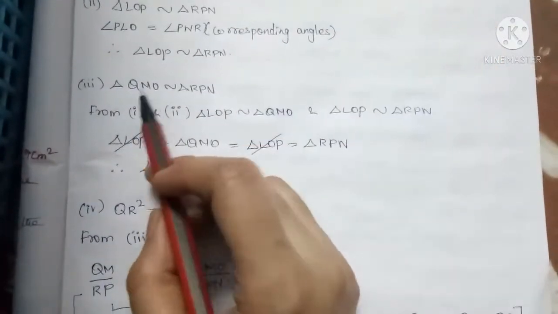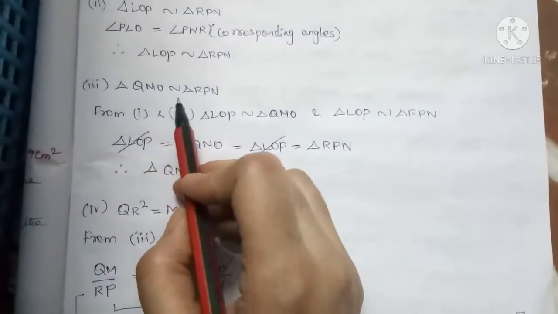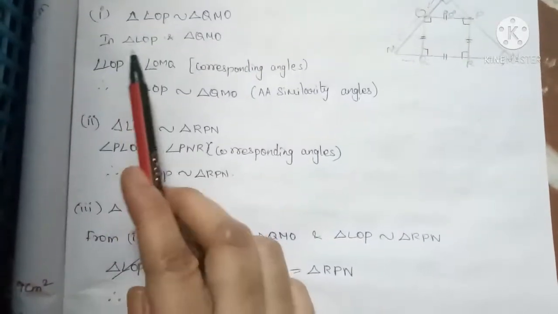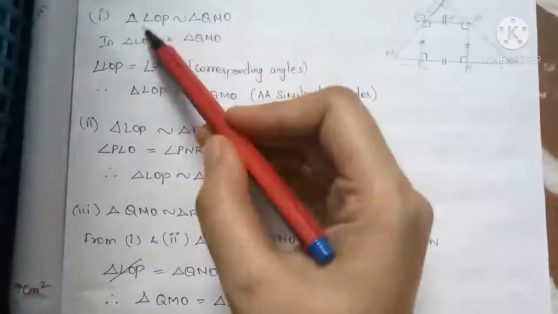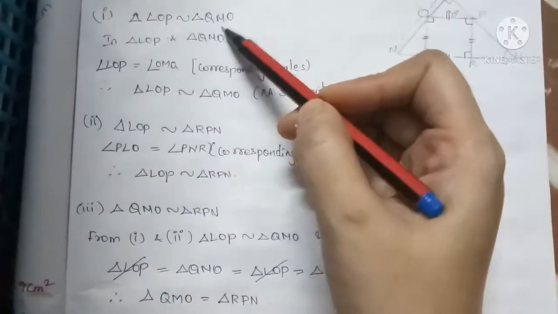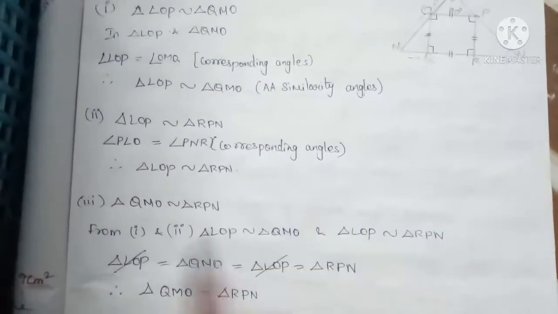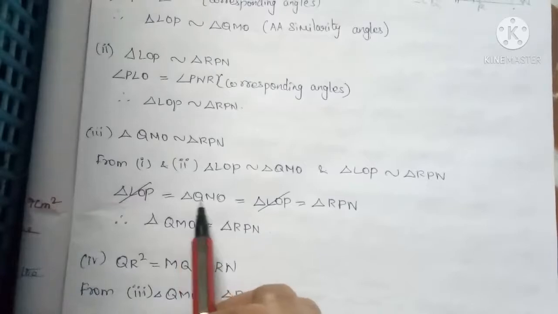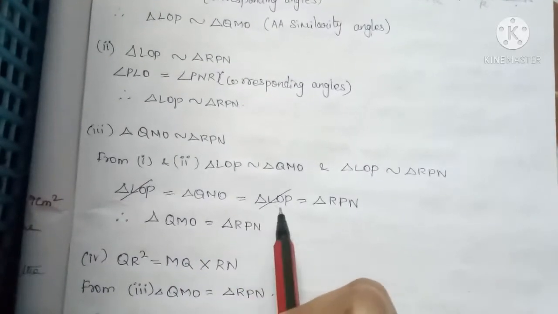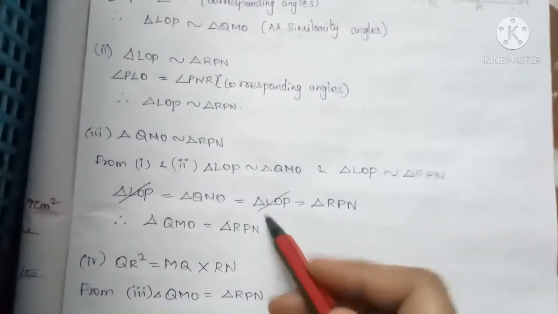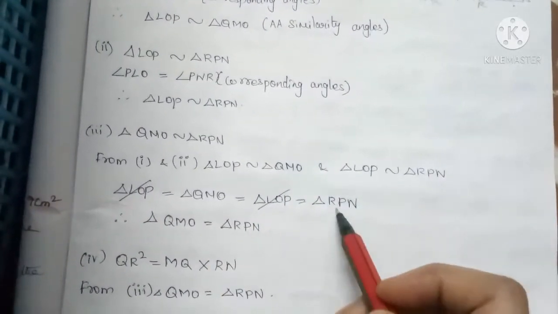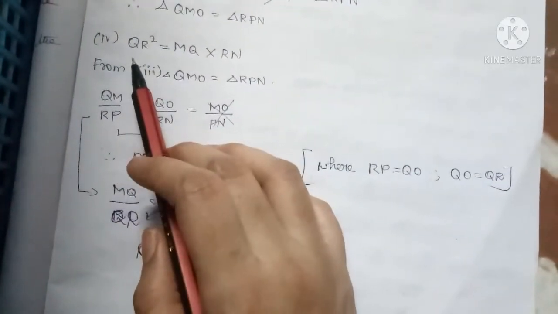Next condition is triangle QMO is similar to triangle RPN. From subdivisions 1 and 2, you just equate: triangle LOP is similar to triangle QMO, and triangle LOP is similar to RPN. Both are equal to triangle LOP, and the LOP angle will be cancelled. So QMO is similar to RPN. Hence it is proved. Next question number 4, subdivision 4.